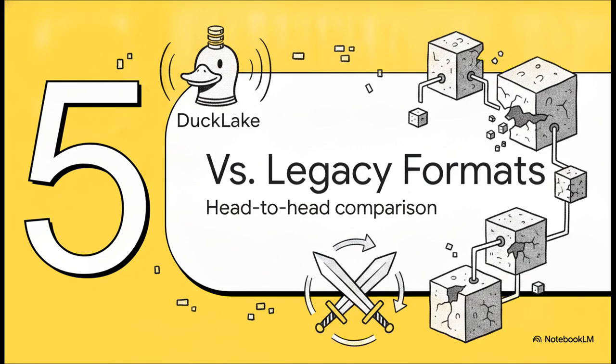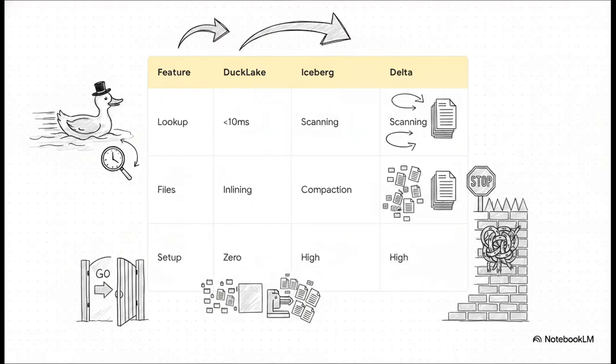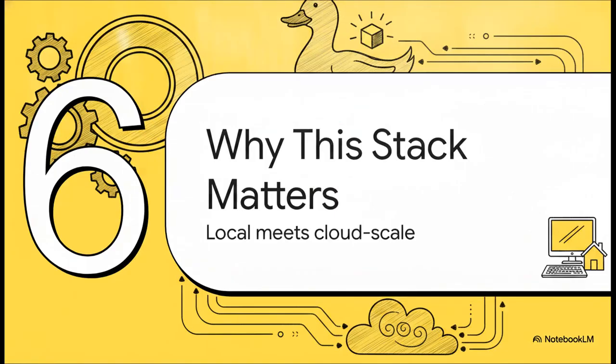Section 5, DuckLake versus legacy formats. Let's look at the head-to-head comparison. When you put DuckLake next to Apache Iceberg or Delta Lake side by side, the contrast is actually pretty stark. Where Iceberg and Delta require scanning file trees and JSON logs, DuckLake uses a relational database for sub-10 millisecond lookups. Where the legacy formats require constant background compaction for small files, DuckLake uses clever data inlining. DuckLake supports native multi-table transactions, which the others simply don't. And perhaps most importantly for your engineering teams, DuckLake requires absolutely zero setup complexity compared to the high hurdles of legacy catalog servers.